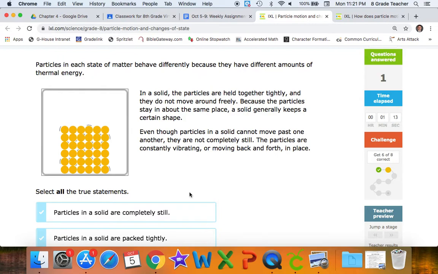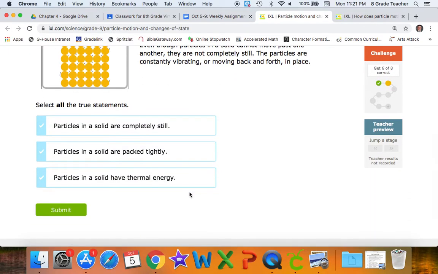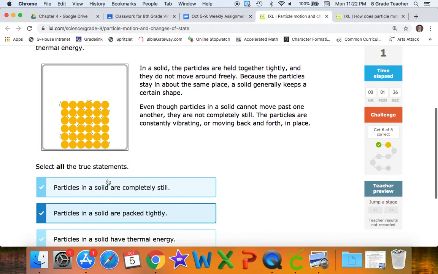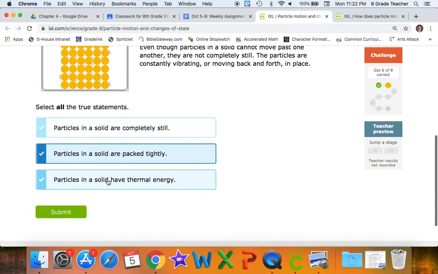Select all the true statements. Particles in a solid are completely still. We just read that that's not true. Particles in a solid are packed tightly. That's true. Particles in a solid have thermal energy. Thermal energy is going to be that movement of those particles.